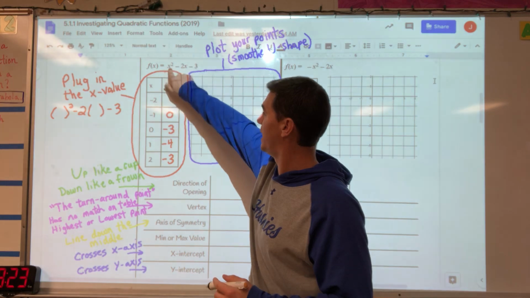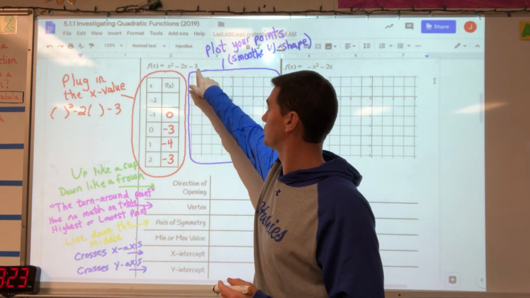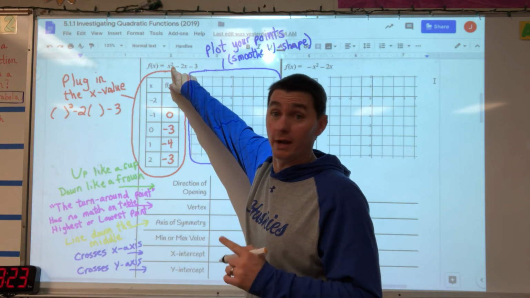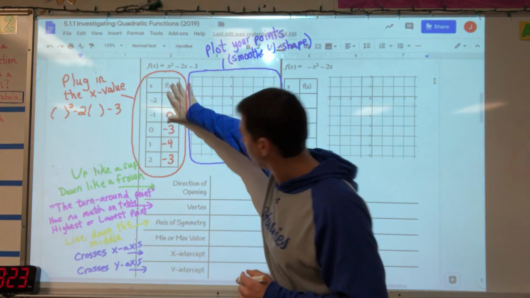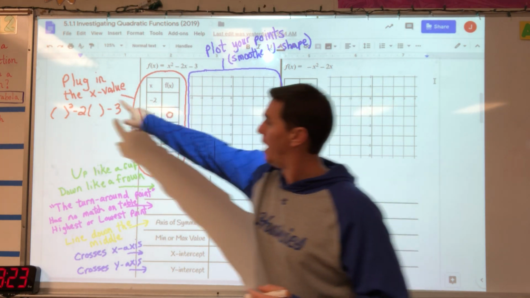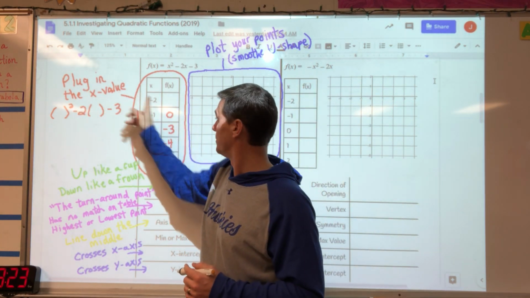Well, we've got this function x squared minus 2x minus 3. What makes this quadratic is the fact that we have the x squared. All right, so how do we fill out this table? I've got a few values, but how do I find these values? What do I do? I plug in the x value. So I'm going to give you an example here.